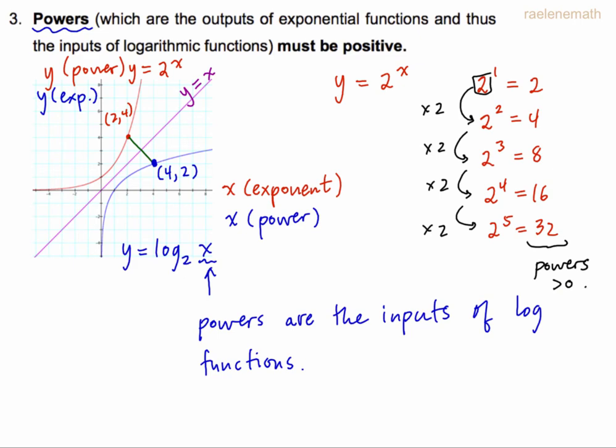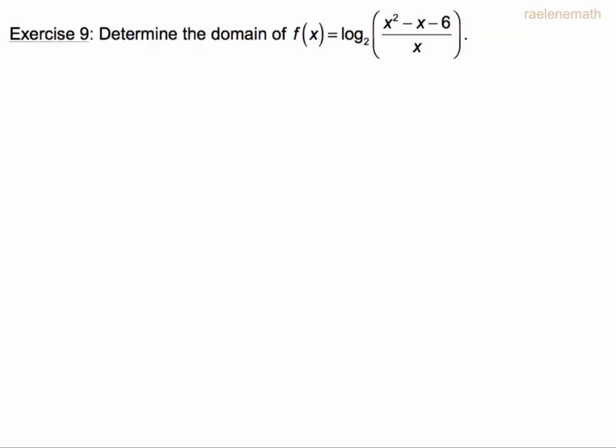Okay, let's take a look at an example. In exercise 9, we want to determine the domain of the function log base 2 of (x squared minus x minus 6) all over x. So the restriction is that powers must be positive. And the power is the input of the logarithmic function. So the power is going to be x squared minus x minus 6 all over x, and that's going to be greater than 0.